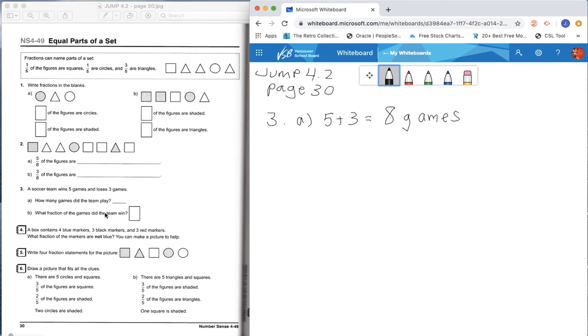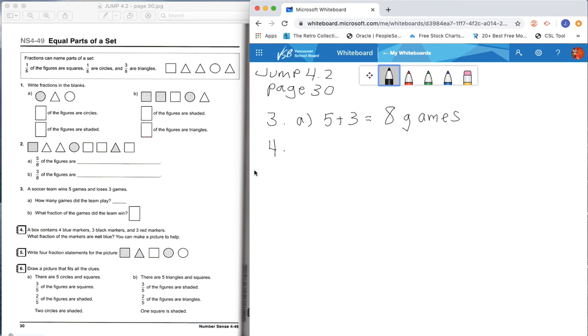B, what fraction of the games did the team win? So now you know how many games they played in total, so that should be your denominator, and then read the question to find out how many games they won, and that should be your numerator. Okay, so B, you do yourself. Basically I gave you the answer already.